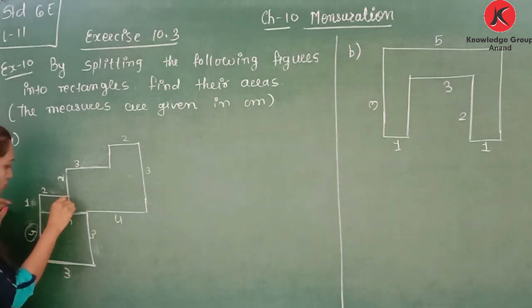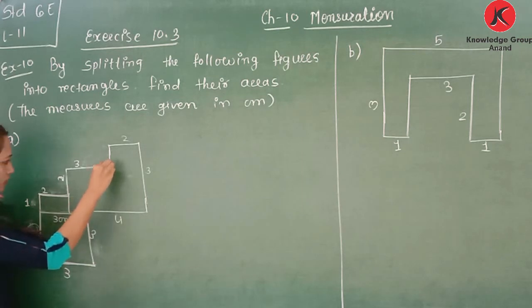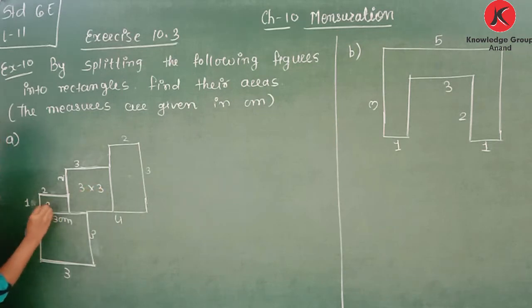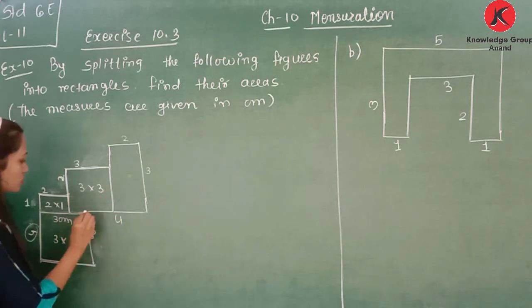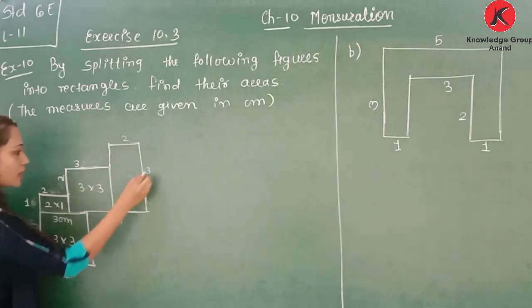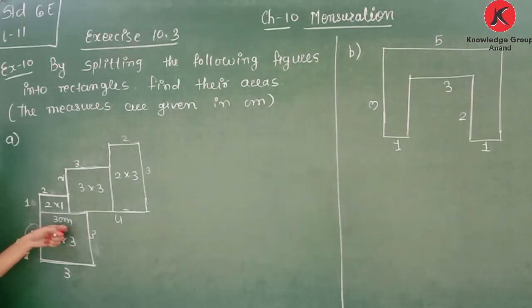Now we divide it into this rectangle. So this is 1 centimeter by 2 centimeter. Now let's divide this one. This is another rectangle. This length is 3 and this is 2 plus 1, 3. So it is 3 multiply 3. This is 2 multiply 1. Now find this length. This total length is 4 and from that this much is 2, so this is also 2 and this is 3. So 2 multiply 3. Clear? Again, you can divide it into another shape of rectangle and square, then it is also correct.